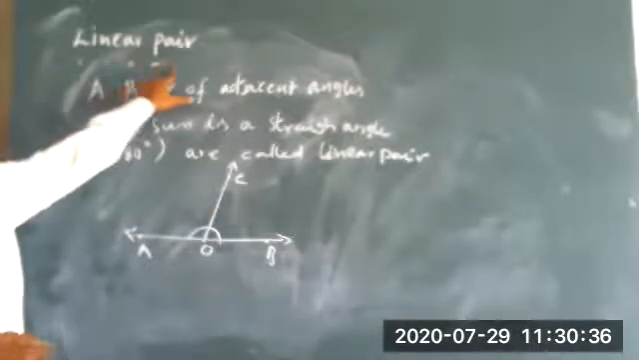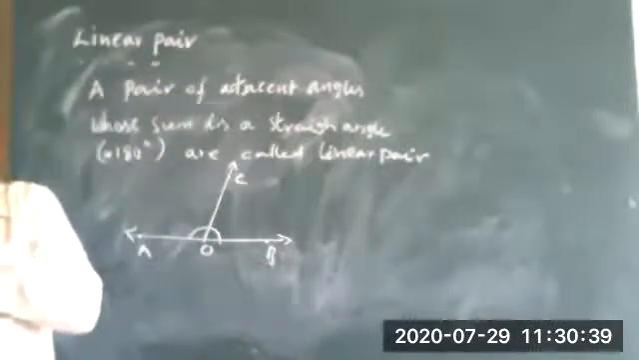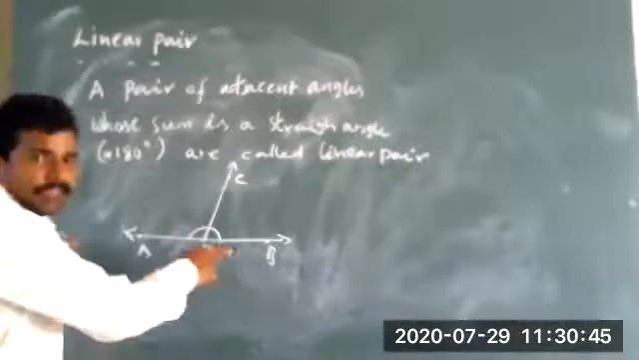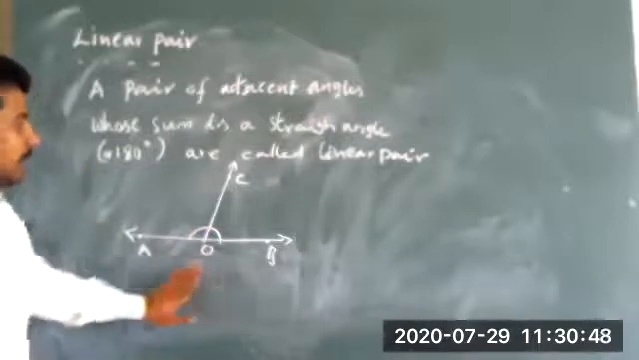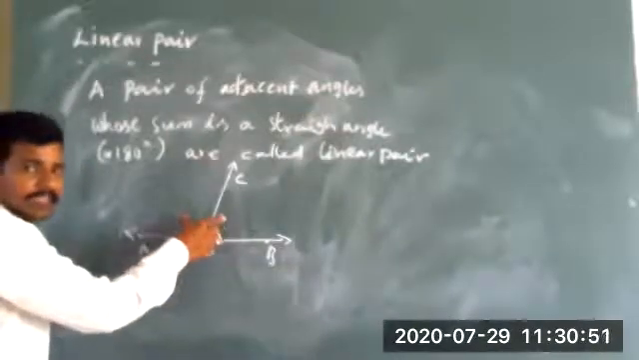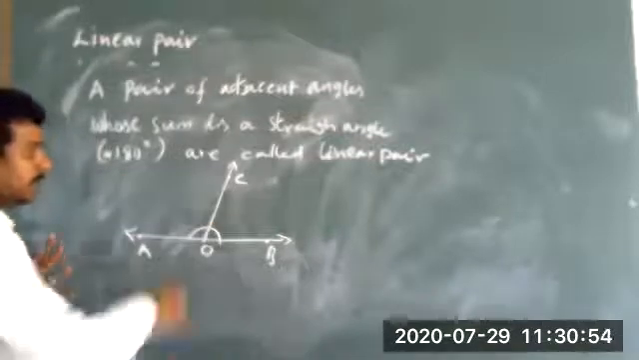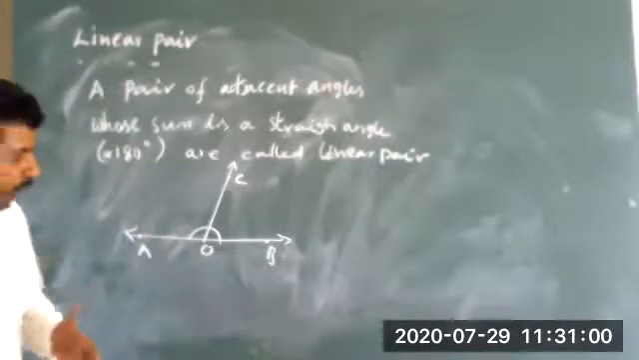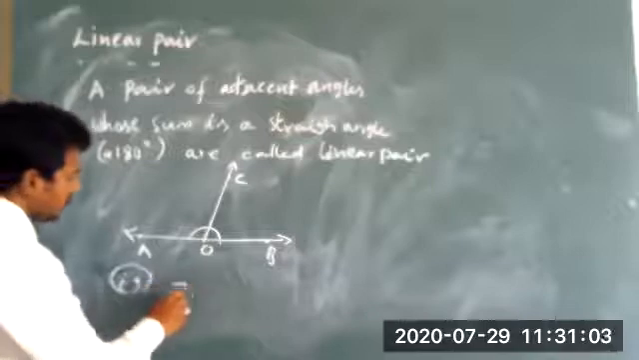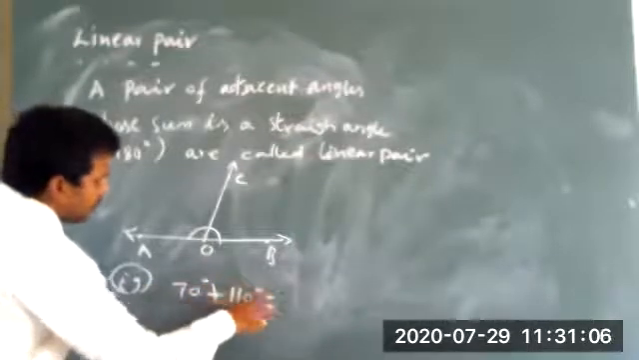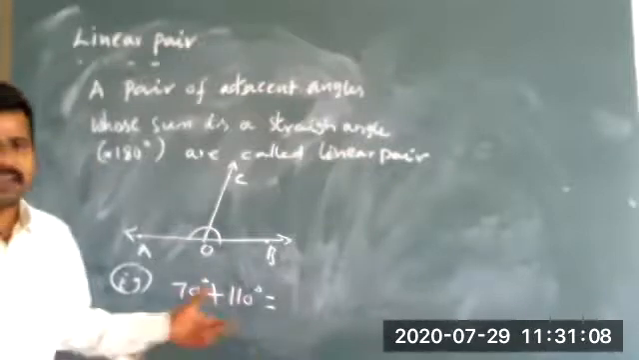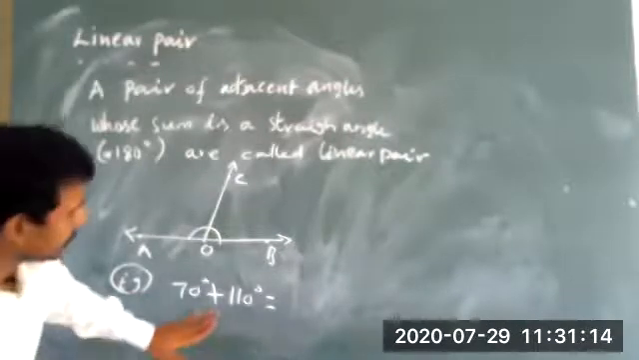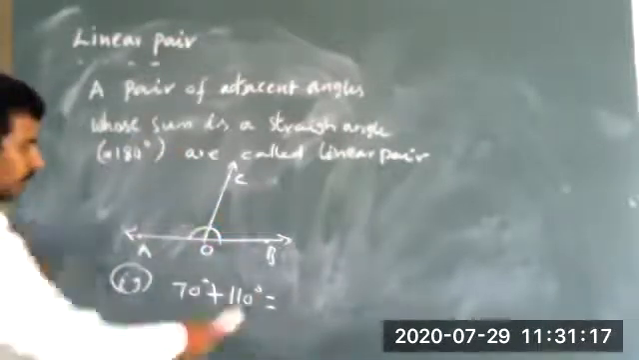Now, discussing linear pair. A linear pair is a pair of adjacent angles whose sum is a straight angle. What is the straight angle? 180 degrees. So for these two adjacent angles, the sum is how much? 180 degrees. So these two angles are called a linear pair. Clear, children? One more example: 70 degrees plus 110 degrees. The sum of 70 plus 110, how much, children? 180 degrees. So these two angles are a linear pair.